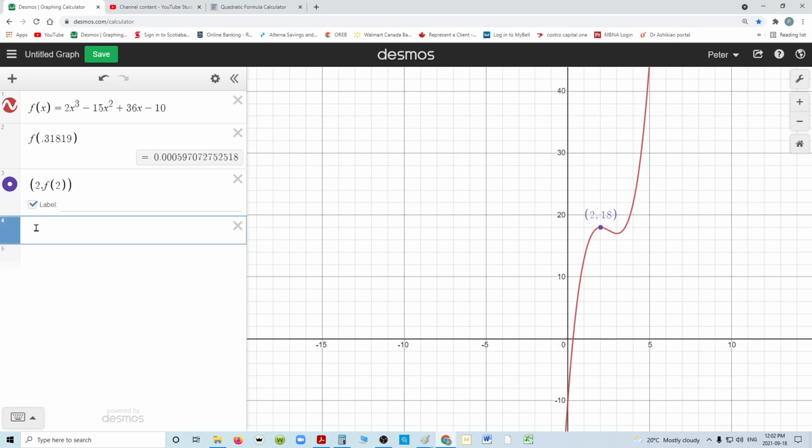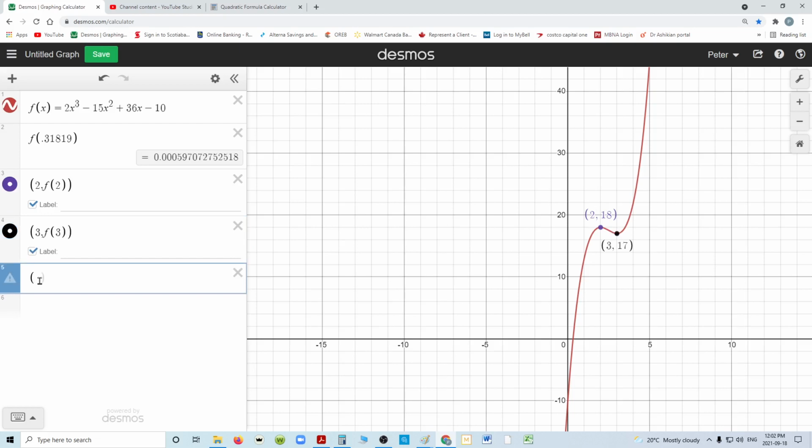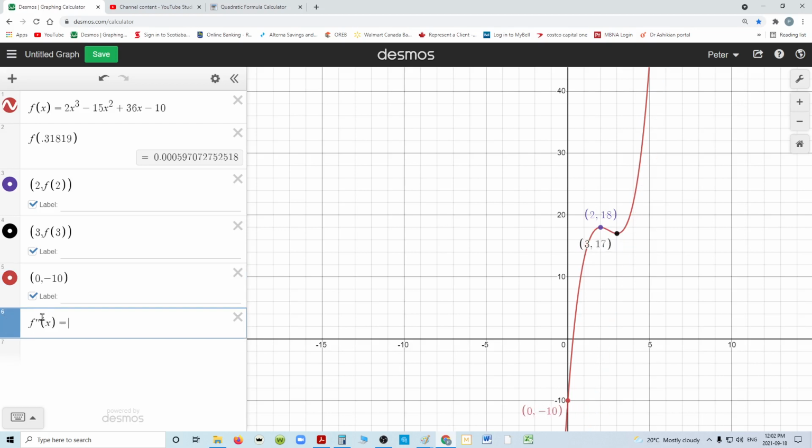And we're going to do 3 comma f of 3 and put it in a bracket. That'll let me label it. We're also going to do 0 comma minus 10. We're going to label it. And we're going to find the inflection point. When does f double prime of x equal 0? And there's the inflection point.